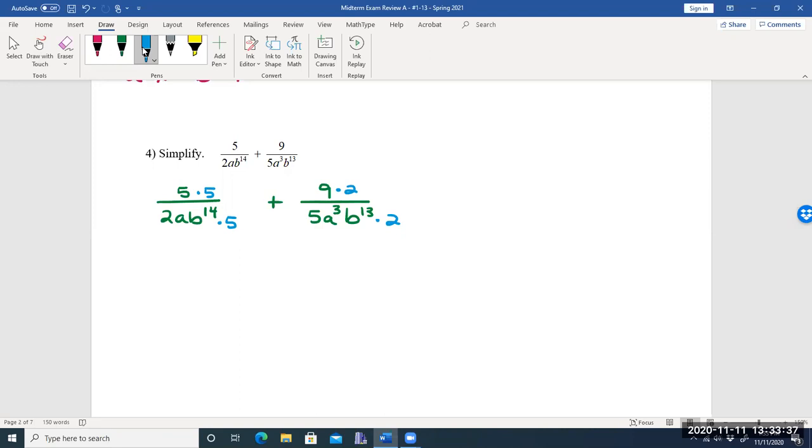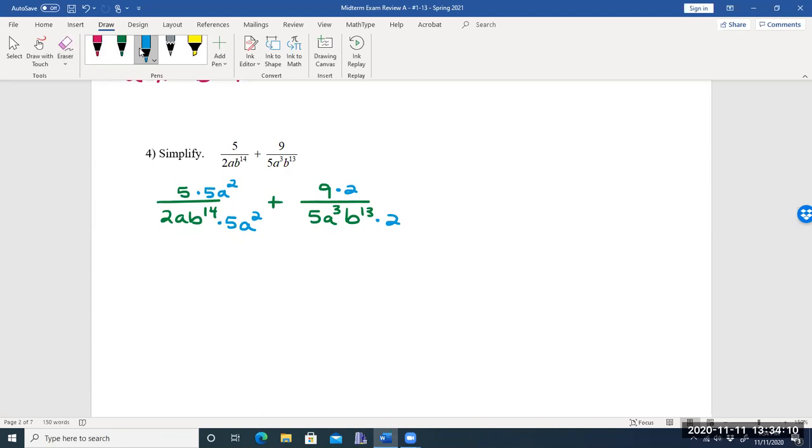I also need the variables to be the same. So I'm going to look at the a variable. The first denominator has 1 a, but the second one has a to the third, a times a times a. So if I want the a's to be the same, I need to multiply the first fraction by a squared. That way both a's will be a to the third power. So I have to give the first denominator 2 additional a's.